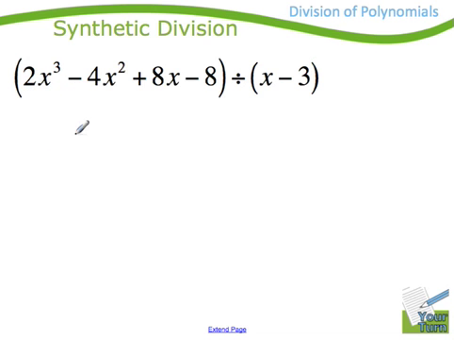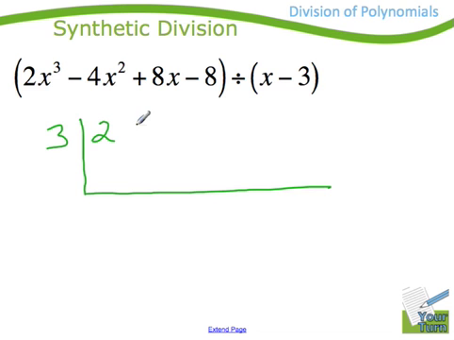So out front, I'm going to write, instead of a minus 3, a positive 3. Draw a line and a line over. And then I just write the coefficients of each one of the terms, making sure they're in order: x cubed, x squared, x, and a number. Okay, so I write a 2, and then I write a minus 4, and then I write an 8 and a minus 8. Okay, I'm feeling good.